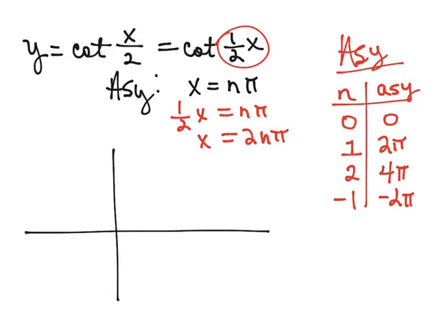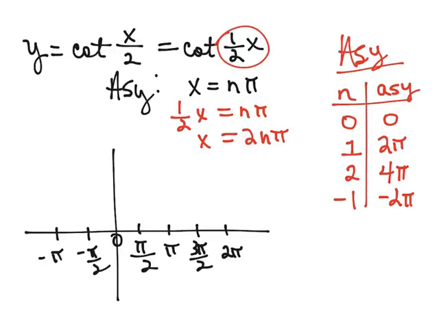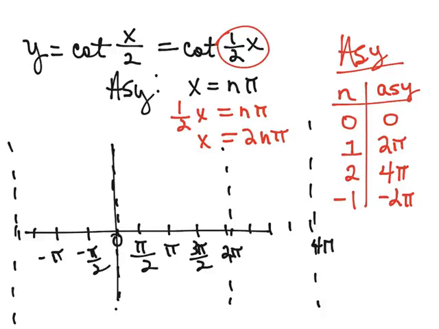So if we're thinking about graphing, I'm going to put these key points on my graph. We're going to have an asymptote at 0, and an asymptote at 2 pi. If we went out in this other direction, we would have an asymptote at negative 2 pi. If we continued on out, we would have an asymptote out here at 4 pi. So that's where the asymptotes are going to fall for this graph.